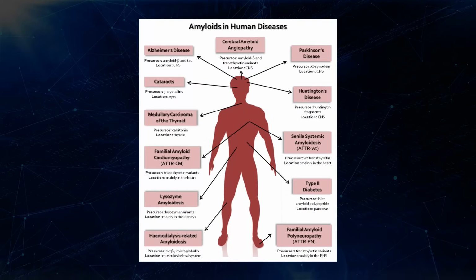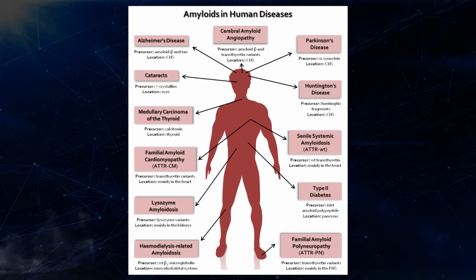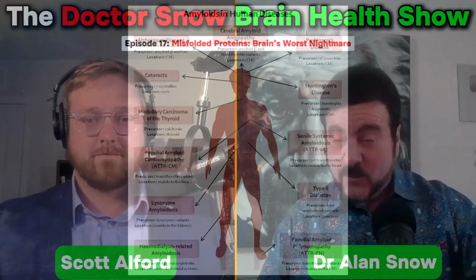And there's a bunch of stuff that occurs in other misfolded protein disorders. I've studied amyloid diseases for about 30 years. And these are misfolded proteins, much like what you see in the brain, except it's in the body.